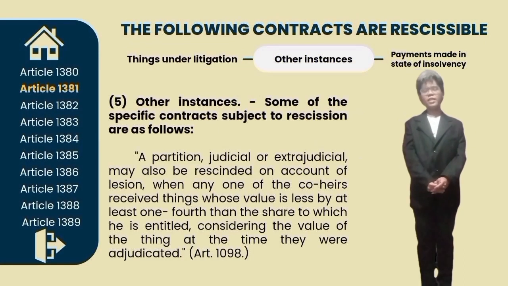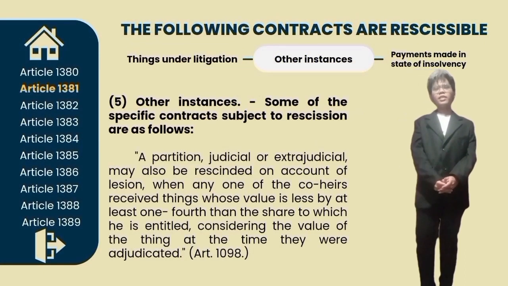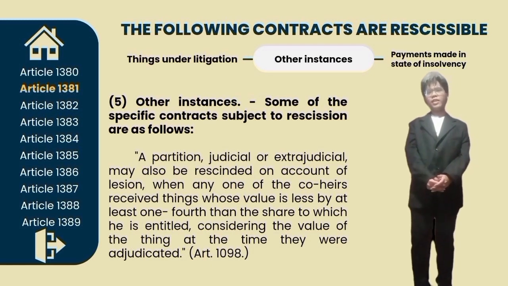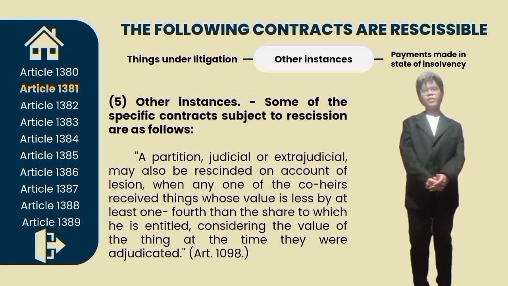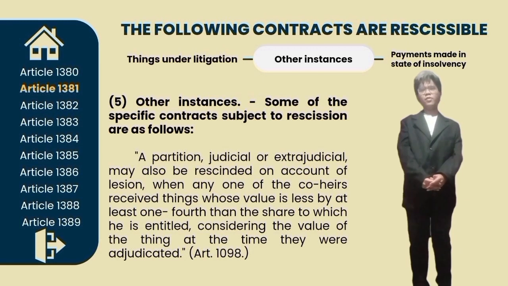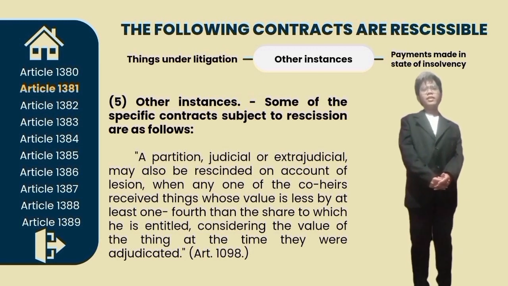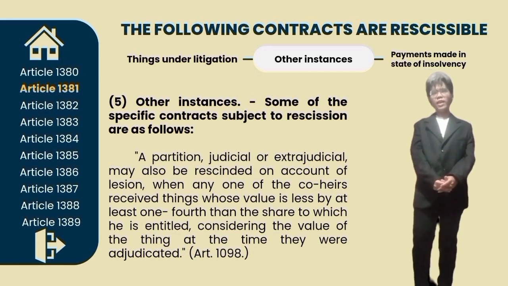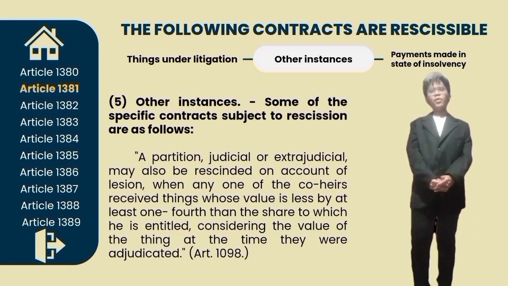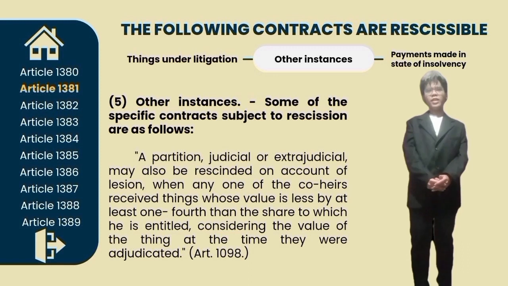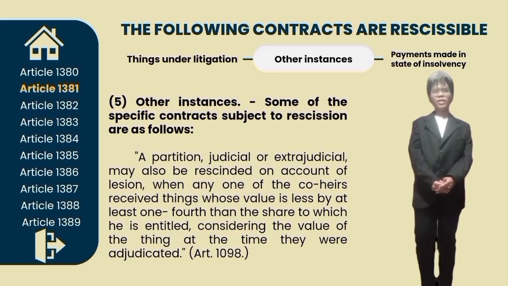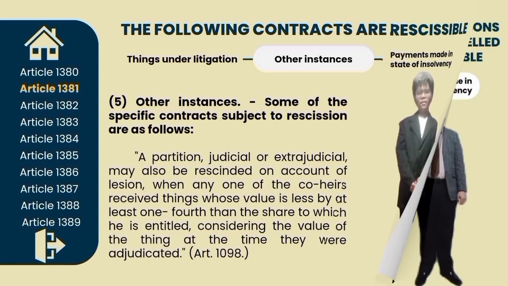The last instance of specific contracts subject to rescission is under Article 1539. It provides that the vendee may exercise the remedy of rescission when the lack in the area of the real estate sold is not less than one-tenth of that stated, or when the inferior value of the thing sold exceeds one-tenth of the price agreed upon.